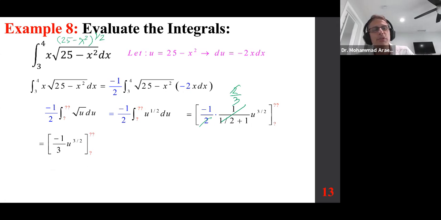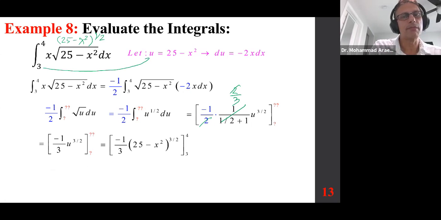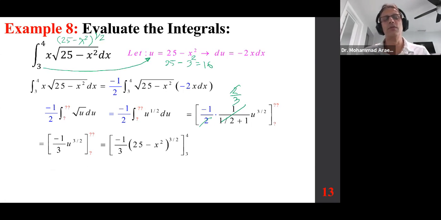Again, we are not putting the limits yet. Let's go back to the original variable and original limits. So we can evaluate it this way, and that's fine. However, what if we want to go and use the new limits? So let's plug in number 3. We get 25 minus 3 squared, which is 9. So the new lower limit is 25 minus 9 equals 16.